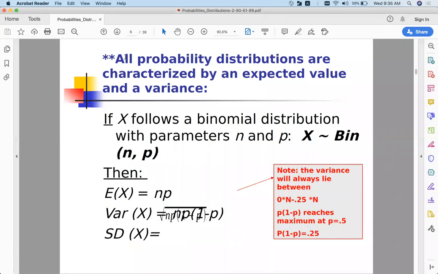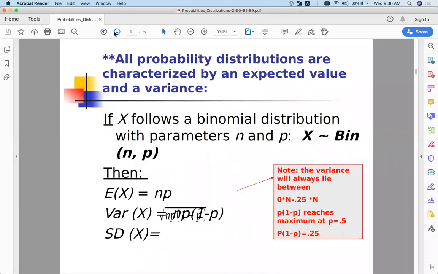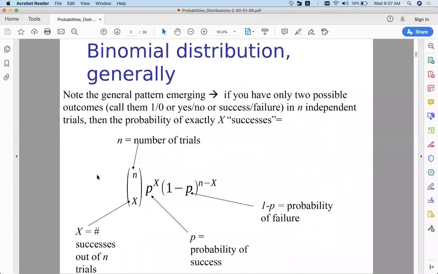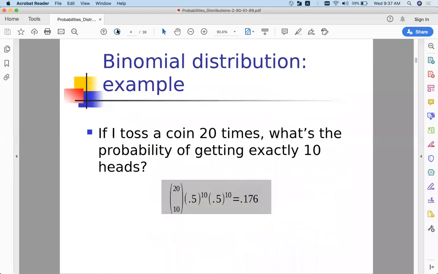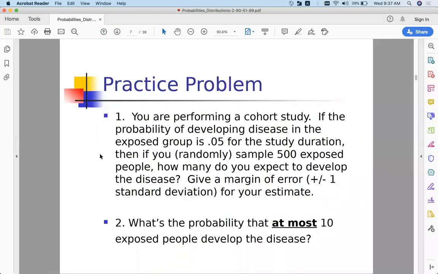Okay. Now, let's try some practice problems. Let's see if we can solve these particular problems with the help of the formula. You are performing a cohort study. If the probability of developing disease in the exposed group is 0.5 for the study duration, then if you randomly sample 500 exposed people, how many do you expect to develop the disease, given the margin of error is plus or minus 1 standard deviation for your estimate? What's the probability that at most 10 exposed people develop the disease? Okay, let's see if we can solve this particular problem. Now what is given in the problem? Is this a binomial distribution or not?